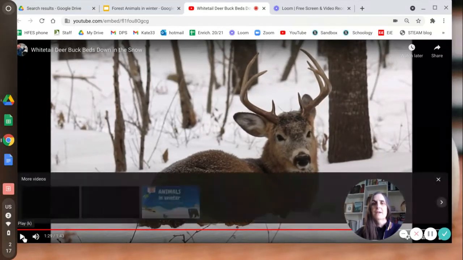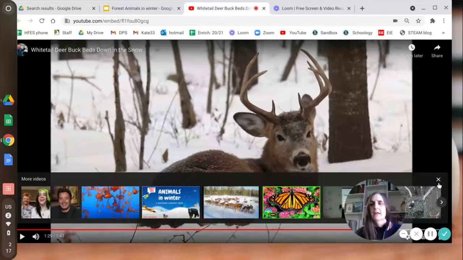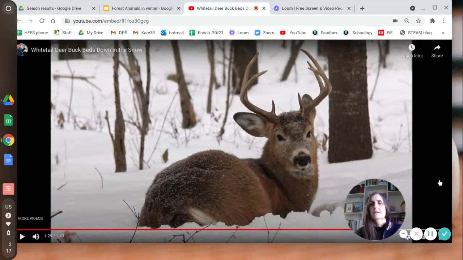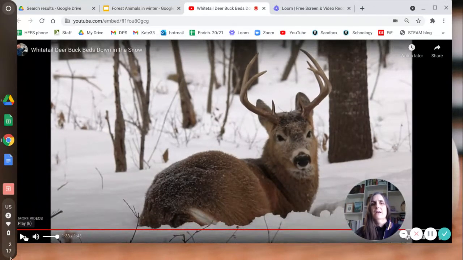We're going to stop here and we're going to look at the deer and get a picture in our head of what we observe. So in the background, we can observe some trees from the forest. And in front of those trees, we can see the deer.